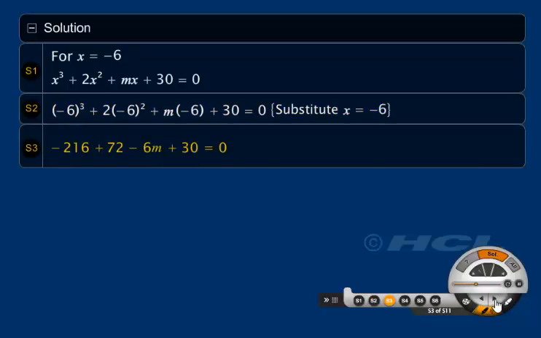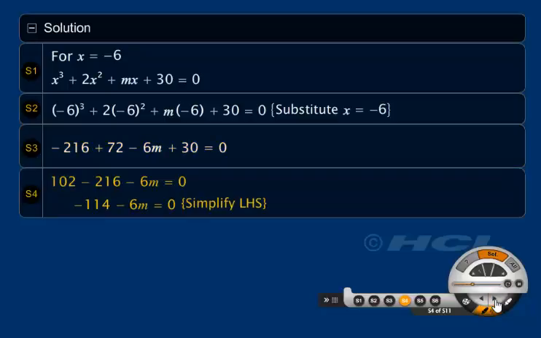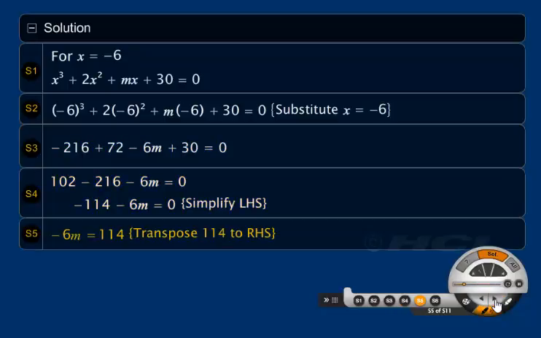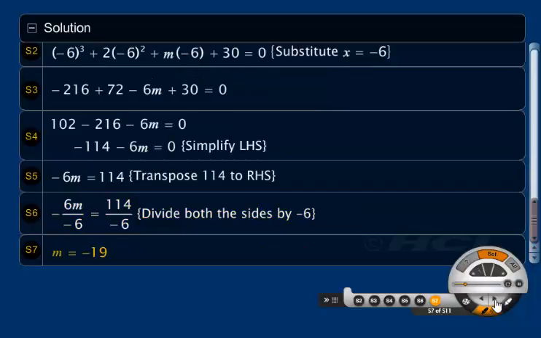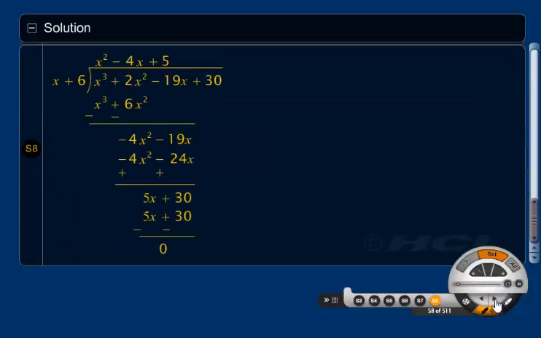Next, simplify the various powers of minus 6 on the left-hand side. Simplify the arithmetic expression and merge constants in left-hand side. Transpose 114 to the right-hand side. Divide by minus 6 to both the sides to obtain m. Here we get m equal to minus 19. Let us put the value of m in the cubic and divide by the given factor x plus 6.